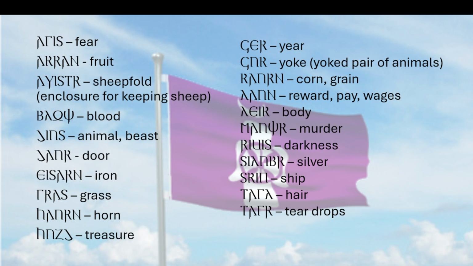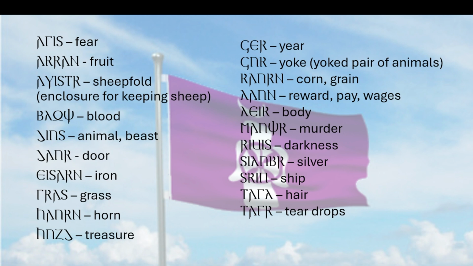Here are some nouns which are declined the same as the noun barn, meaning they are all neuter nouns. They have neuter as the grammatical gender. Agis, veer, akran, fruit, oyster, a sheepfold, so an enclosure for keeping sheep. Bloth, blood, deus, animal or beast.